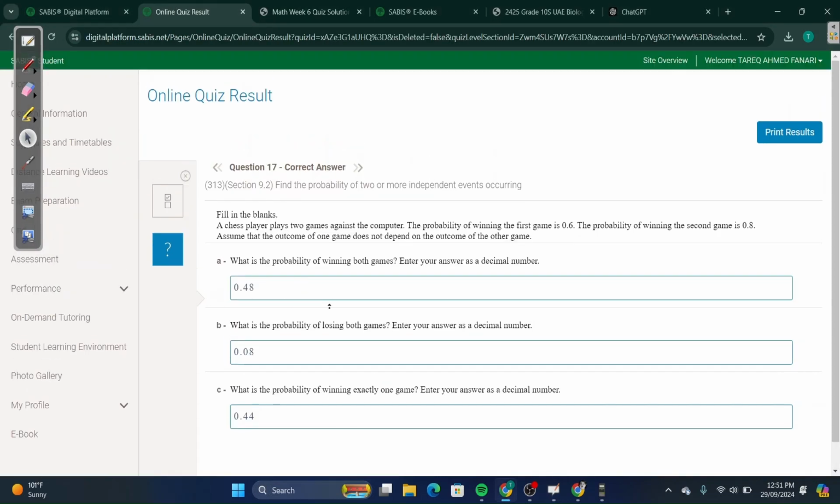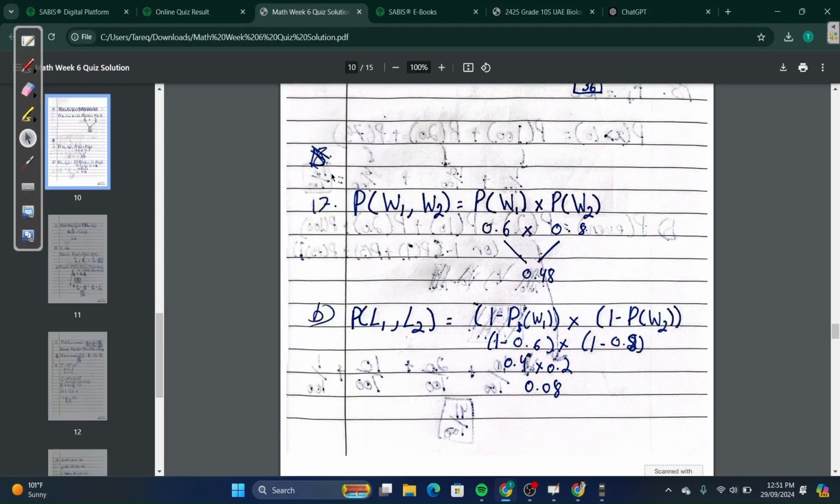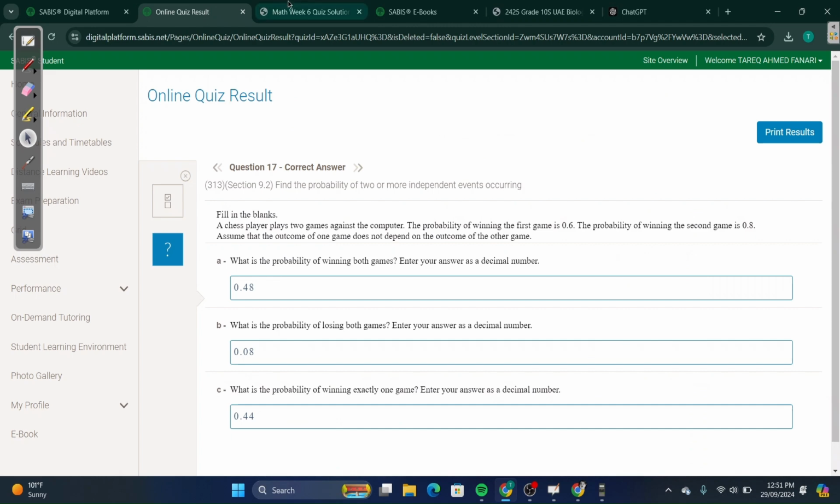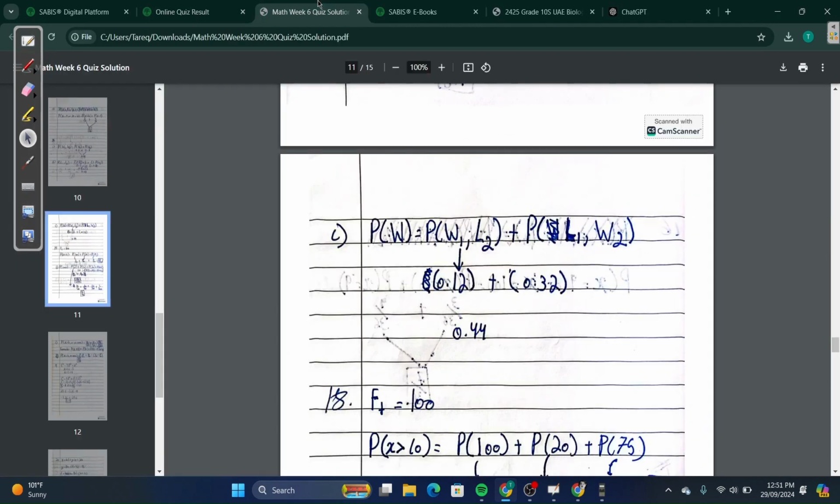Now it's the probability of winning exactly one game. This you add because there's nothing depending on another one. They just said you win one game. You could lose the other one. It doesn't depend on the loss or the win. The only condition is you're going to want to add the probabilities that have wins in them.